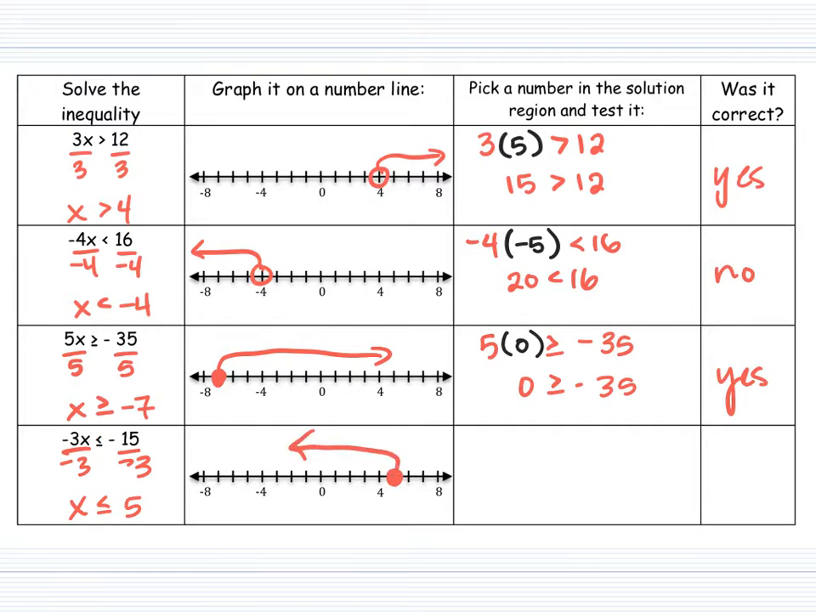I'm going to pick 0 again as my possibility to check. So -3 times 0 is less than or equal to -15, which gives us 0 is less than or equal to -15, which is not true. 0 is greater than -15. So that one is also not true.